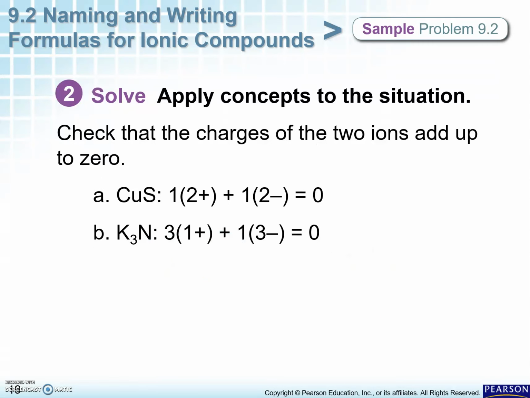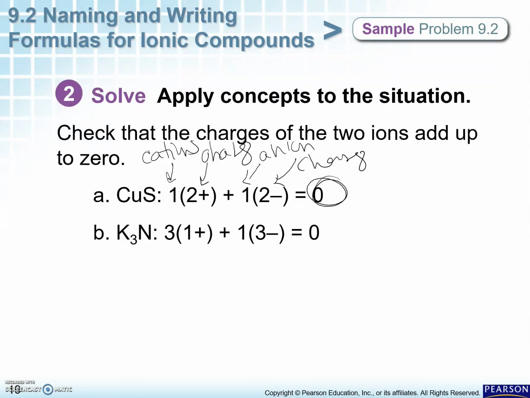Here's how you can check the charges for your final 2 ions. So once again, you write how many of your cations you have and the charge of each of those, and then you write how many anions you have as well as the charge. Overall, that should always equal 0 because your charges are going to balance.